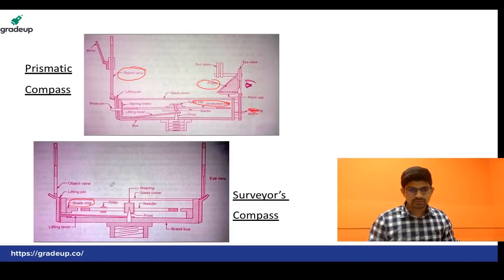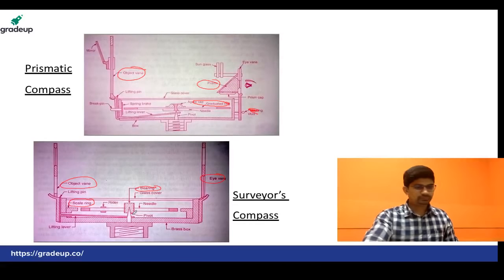Also, there is no prism here. There is an object vane and an eye vane here. Also, this is the jewel bearing I am talking about at the middle. It is supported on a pivot. So these were the main differences about the prismatic compass.